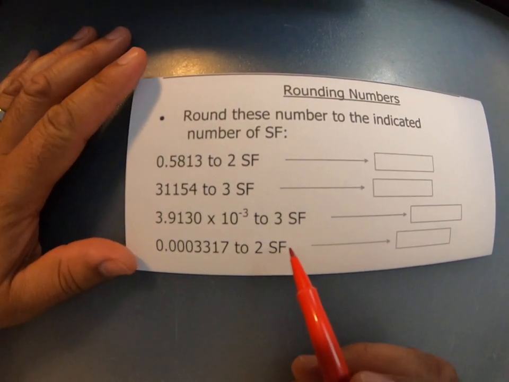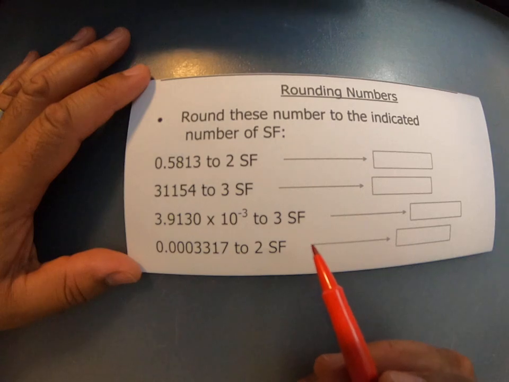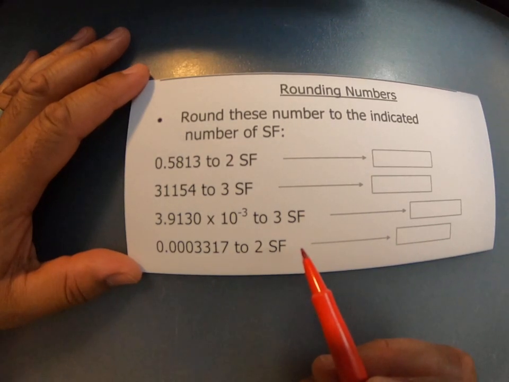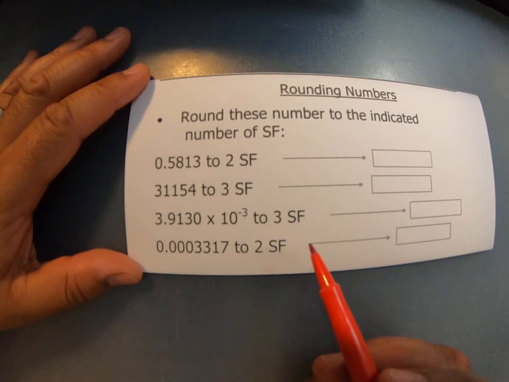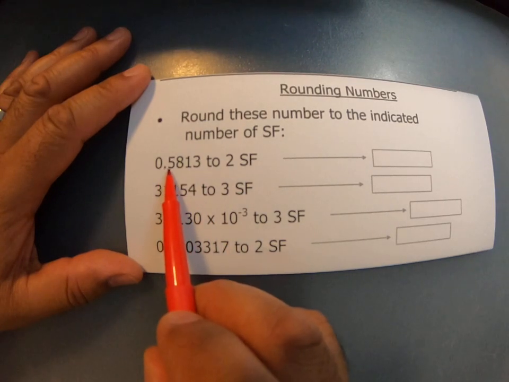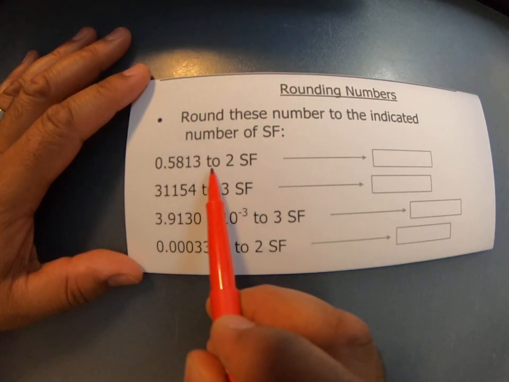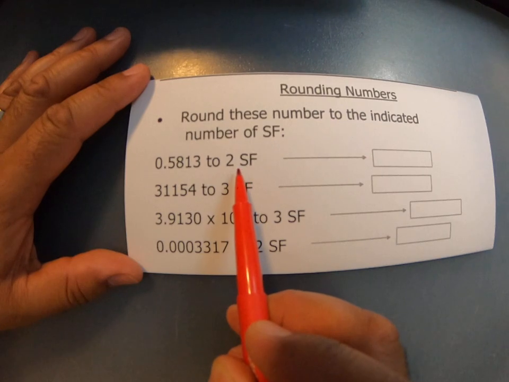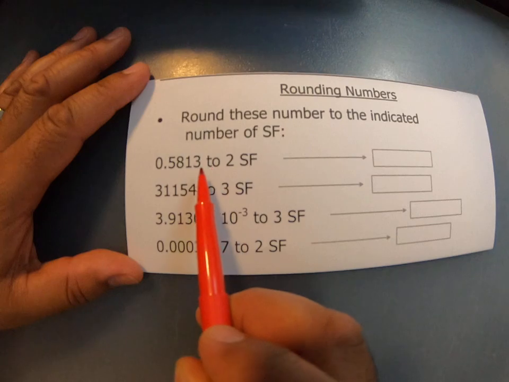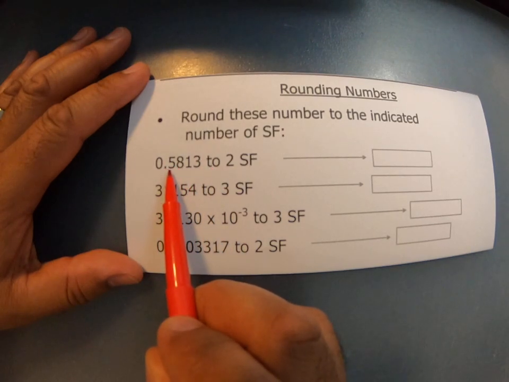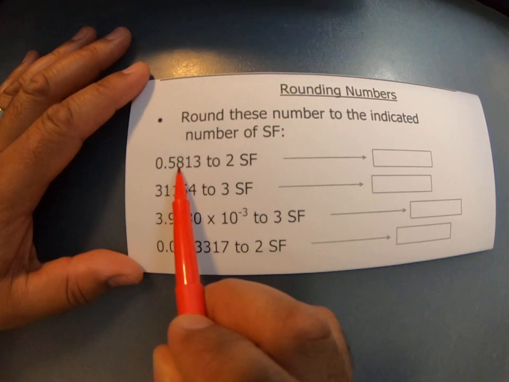All right, folks, so this is how you deal with significant figures when you need to round them to a specific number of significant figures. So if you look at the number 0.5813, and we need to round this to two significant figures, we need to find the first significant figure farthest left, which is 5, and we need to go to two significant figures. So here's the first one, and here's the second one.